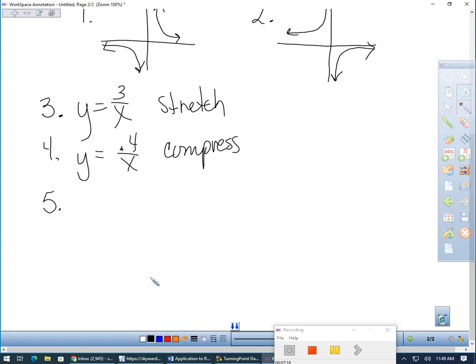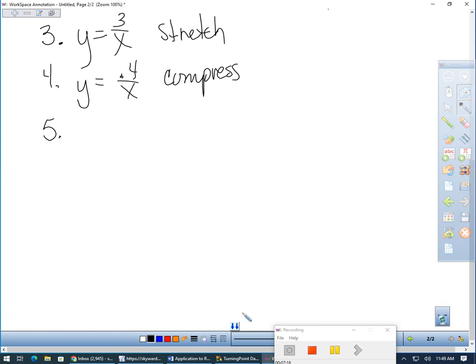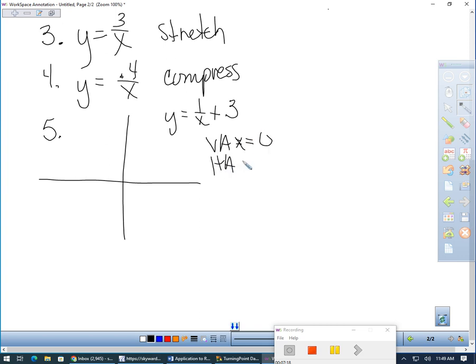For number 5, we are sketching. And of course, identifying the domain and range. So here, we sketch the asymptotes. When I have y equals 1 over x plus 3, I have a vertical asymptote at 0, x equals 0, and I have a horizontal asymptote at y equals 3. 0 is what makes this denominator 0, and 3 is, of course, what's added to the end. So I have a vertical asymptote right on the y-axis. I have a horizontal asymptote at positive 3. My graph is going to be in our first and third quadrants.